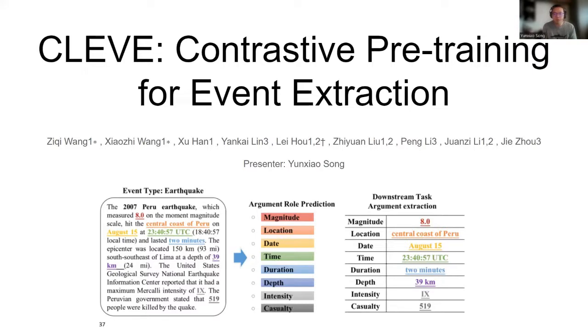In this research, those people proposed a framework for event extraction, and they tried to take advantage of unsupervised data. The framework is named CLEVE, a contrastive pre-training framework for event extraction that can better learn event knowledge from large unsupervised data and their semantic structures. So the key is the semantic structures.